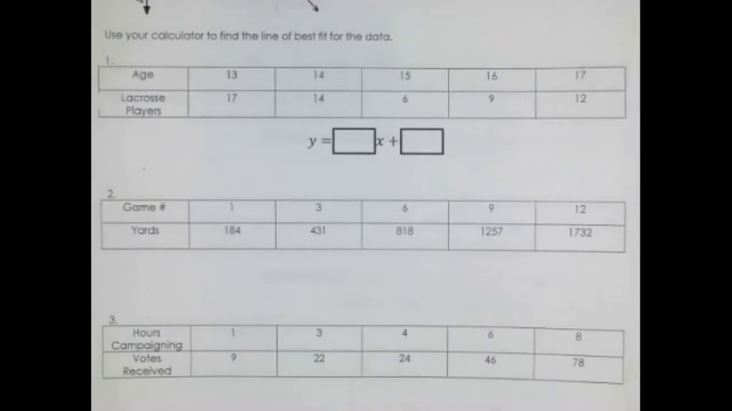Obviously, when I made this data up out of nowhere, I wasn't thinking rationally. But let's say I was looking at a college team, even though their ages don't match up. So I have their ages, and I have lacrosse players. And I want to know, is there some correlation between the age of my lacrosse team and the number of players that are on there?